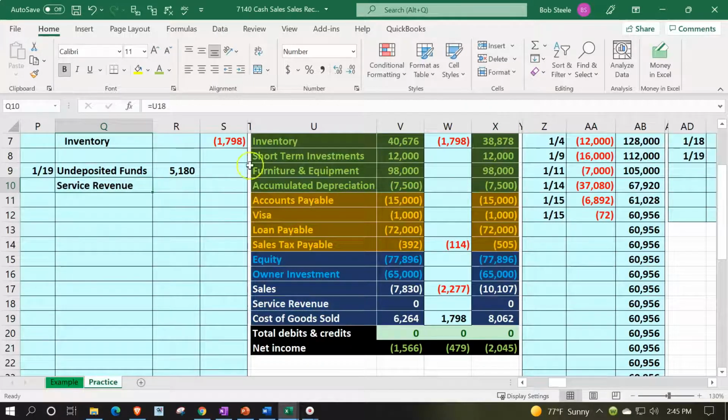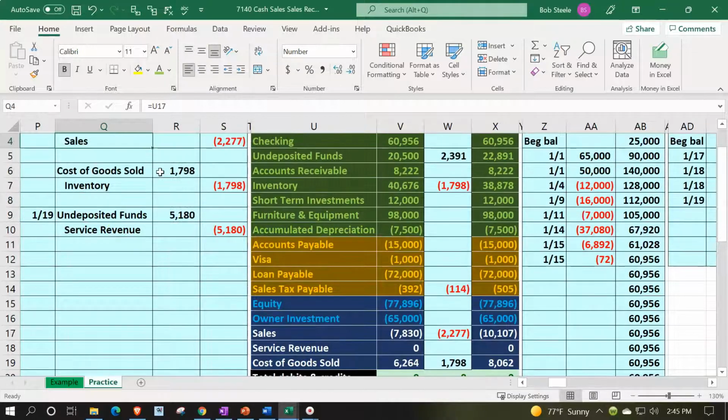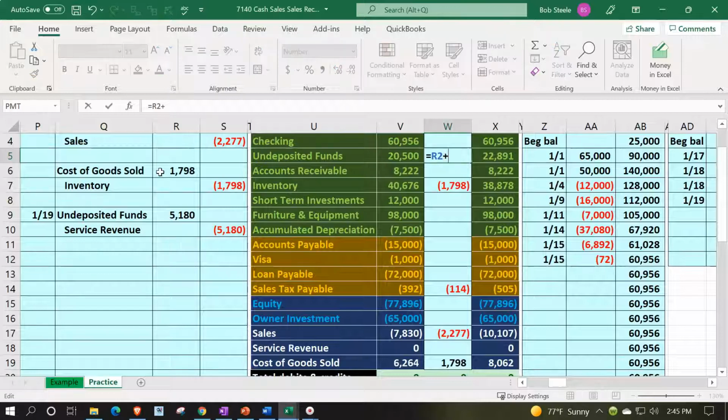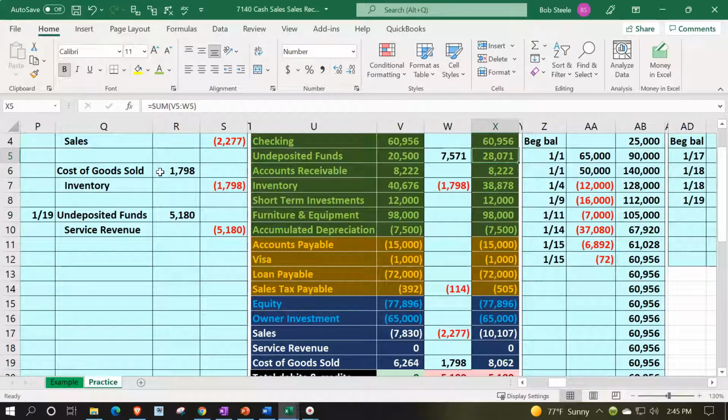There's our credit. And so then we're going to have the debit and the credit. Let's post it out. So we've got the undeposited funds up top, that's in W5, F2 plus F2, picking up that 5180. So now we have undeposited funds at 2871. We're going to have to put that into the checking account at some point.